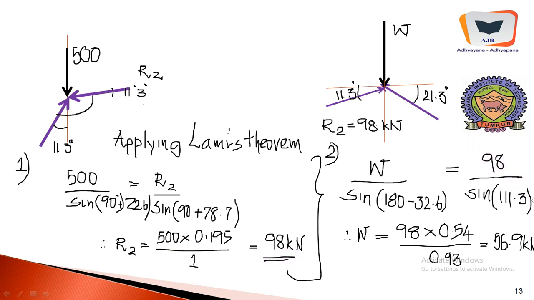This is carried further in order to calculate W, the question. So in order to calculate W, once again we apply Lami's theorem. W over sine of 180 minus 32.6, equals 98 over this angle. This is the reaction offered by the block to the wedge, and this is the reaction offered by the wedge to the block. That is the directionality. So 98 divided by sine of 90 plus 21.3, so therefore we will get W equal to 56.9.